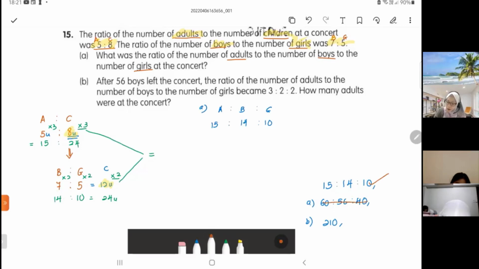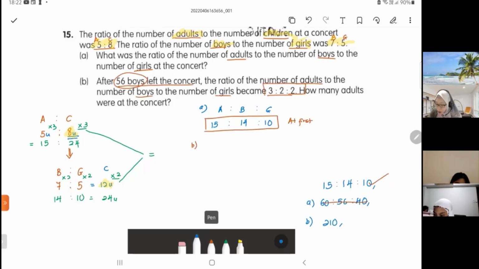Okay. Now for part B, right? After 56 boys left the concert, the ratio of the number of adults to boys to girls became this. How many adults were at the concert? Okay, look at this. This ratio is what I have at first, right? This is my at first. So in the end, it became this much. And I have my boys who left.